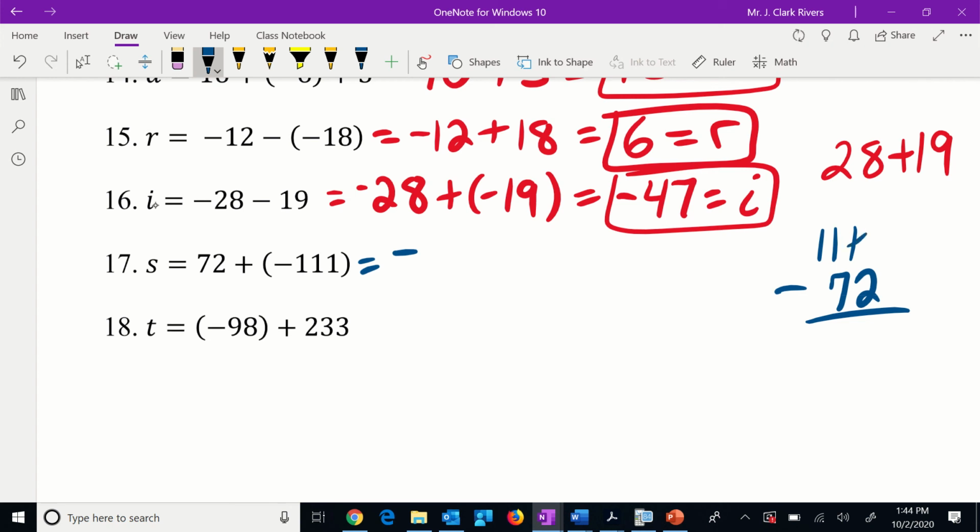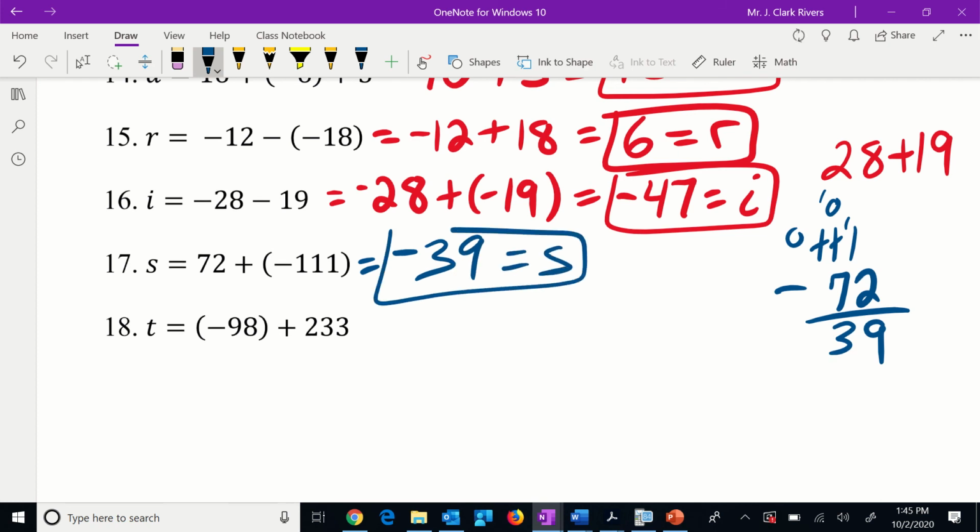Okay, well, we got to borrow, right? So that's going to become 0. Hang on one second. Scratch that. That's going to become 11. 11 minus 2 is 9. We're going to borrow again. 10 minus 7 is 3. So we get 39. So negative 39 is equal to S.